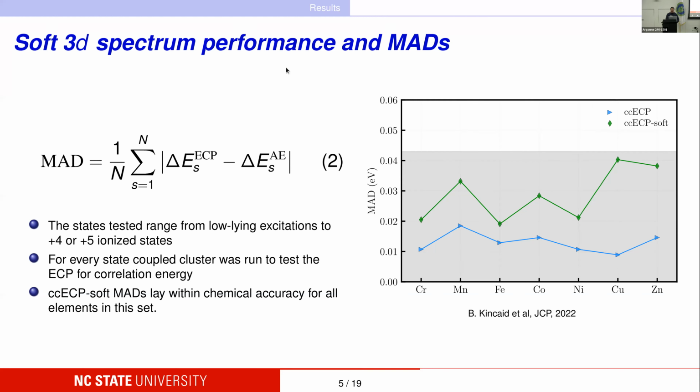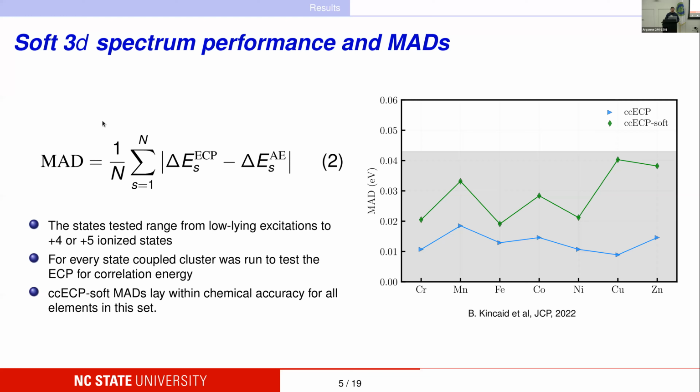The main difference between these two is there is a slight accuracy discrepancy, but we think it's within acceptable means. The gray region on this graph shows you 1 kilocalorie per mole accuracy. So this is chemical accuracy, and this discrepancy is barely noticeable, at least in this capacity.